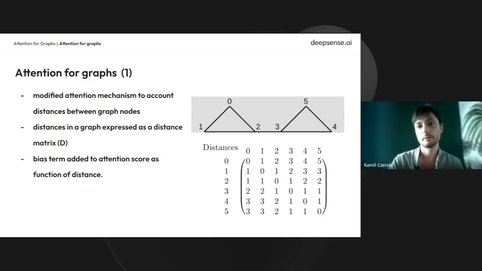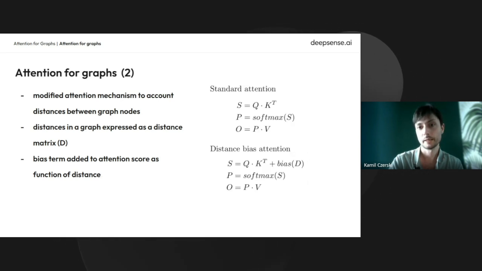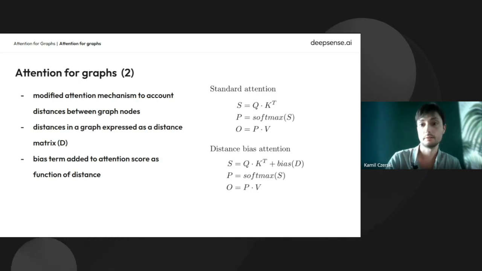The first idea, from the Graphormer paper, works like this: it adds bias terms, as a function of distance, to the score in the attention matrix, before calculating softmax. Looking at the equation, it looks very similar to vanilla attention, just with this bias term as a function of distance added. But what kind of function is it, and how is it implemented?